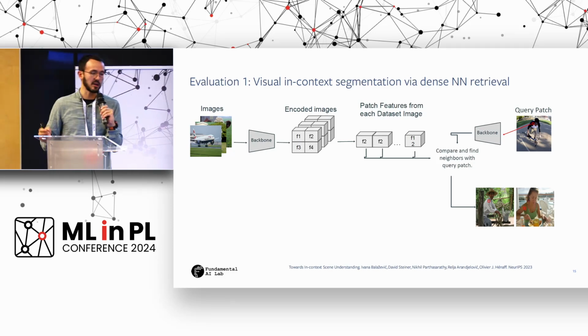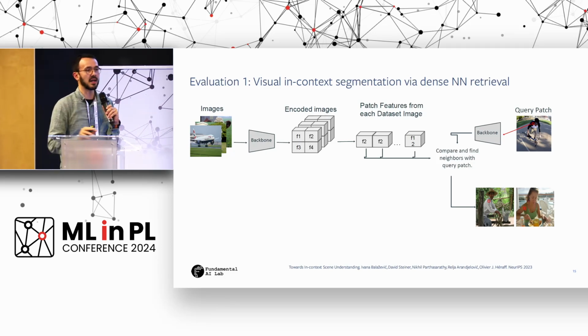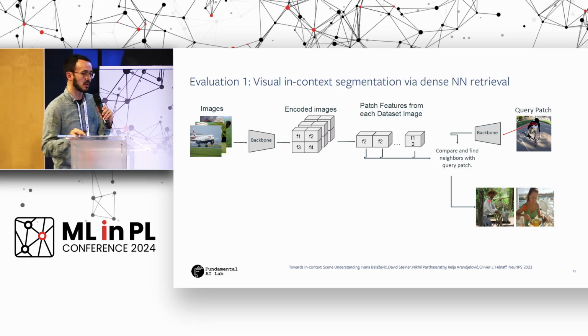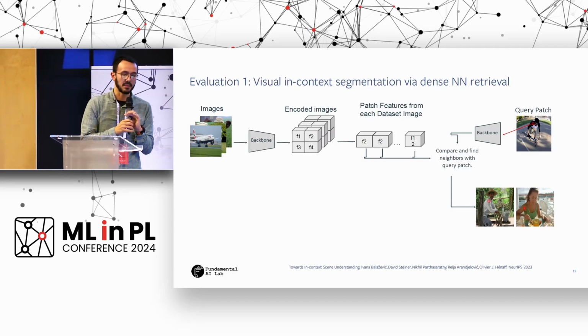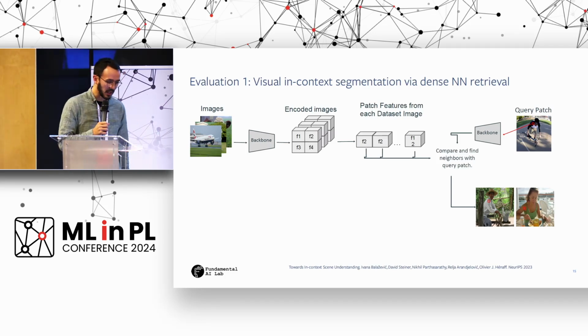So in terms of evaluation, we do a bunch of things. This is one of our main evaluations, which is called visual in-context segmentation. It was first proposed in the Hummingbird paper from DeepMind, which was at NeurIPS 23. What you do here is you embed images through a frozen backbone. Then you get all of these dense features. Again, just as I said.